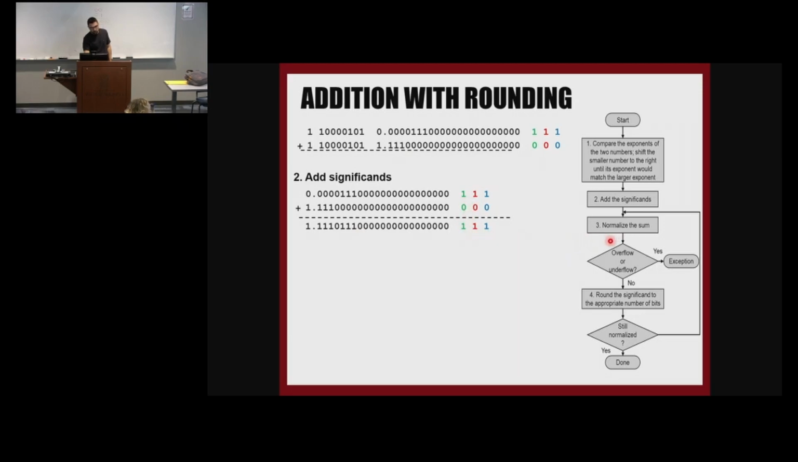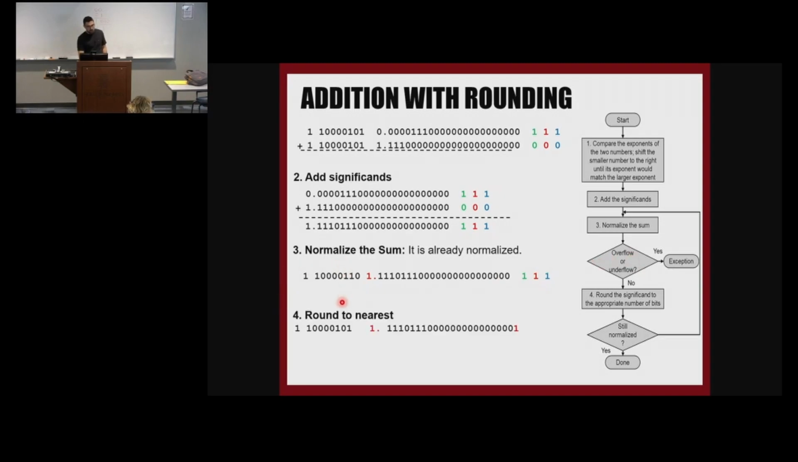1, 1, 1, and then we normalize the sum. It is already normalized, so the significand doesn't change that much. If it wasn't normalized, then again we have to shift it left and right. And this is the number we're getting, 1 point, bunch of ones here. There's no overflow or underflow because this number is between 1 and 254. So we're good. Now we want to do the rounding one more time.